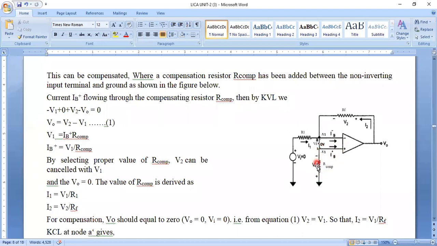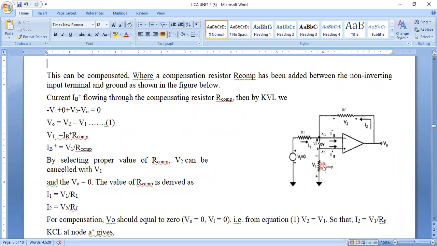To this non-inverting terminal, we are connecting a compensating resistance. After connecting it, this compensating resistance must be equal to the equivalent value of RF and R1. If RF and R1 are connected in parallel, R compensation is equal to R1 parallel to RF. The effect on the output voltage caused by the bias currents IB minus and IB plus can be eliminated by connecting a compensating resistance.